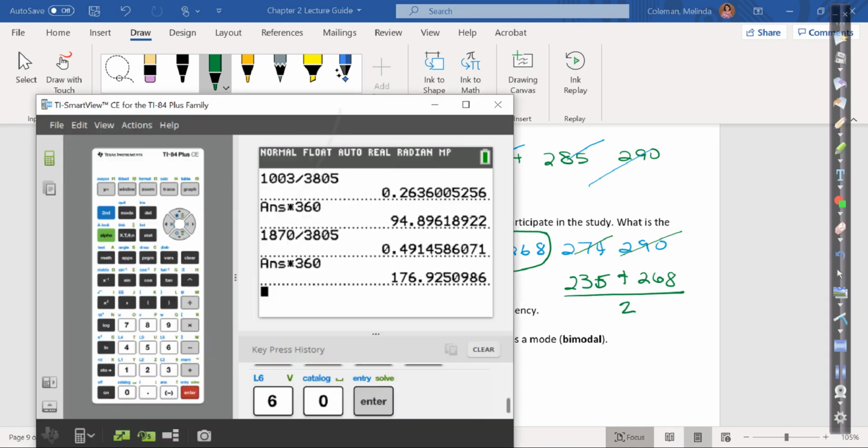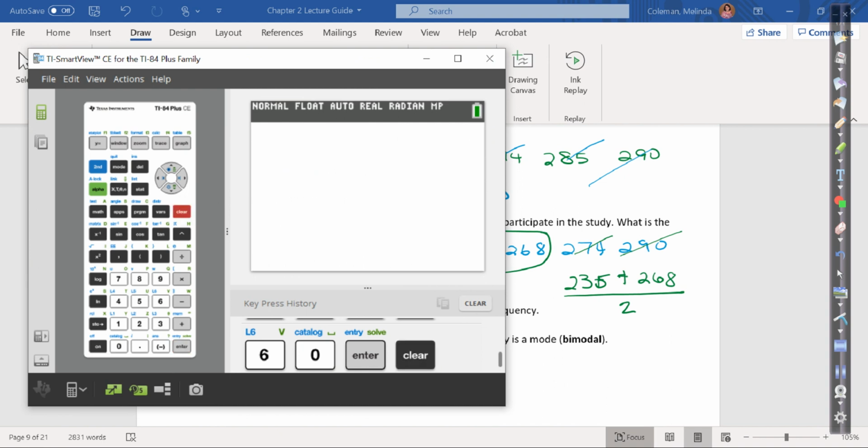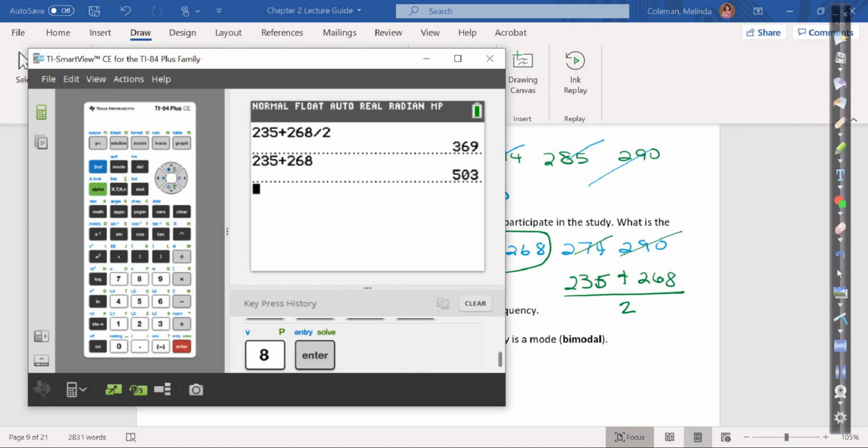On your calculator, just so that you are real careful, notice that if I do 235 plus 268 and I divide it by 2, that is not the correct answer. I can do this on my calculator one of two ways. 235 plus 268 equals, or enter, divided by 2. And my average would be 251.5. The reason I knew 369 couldn't be my average is that it's larger than my 268.